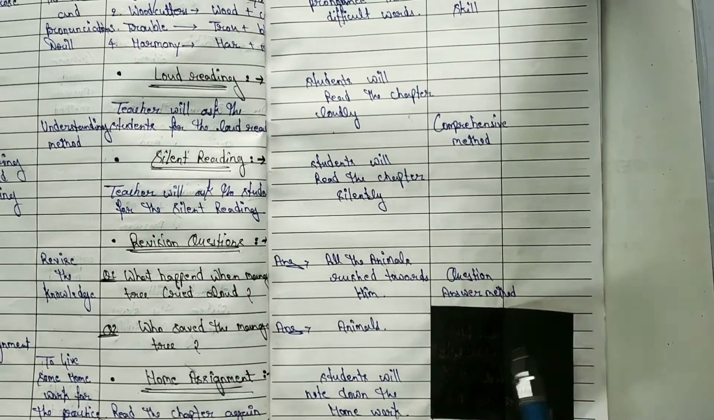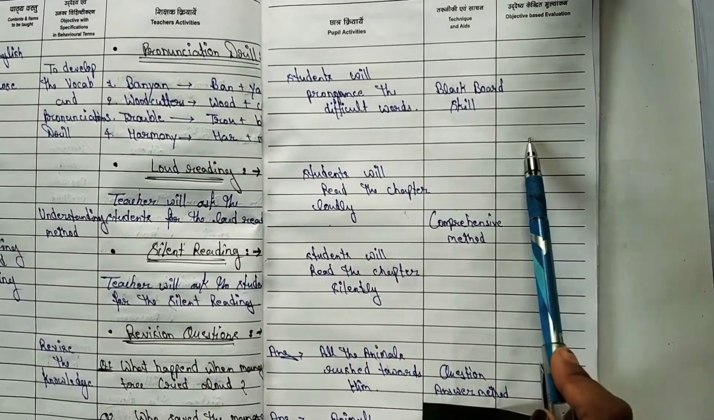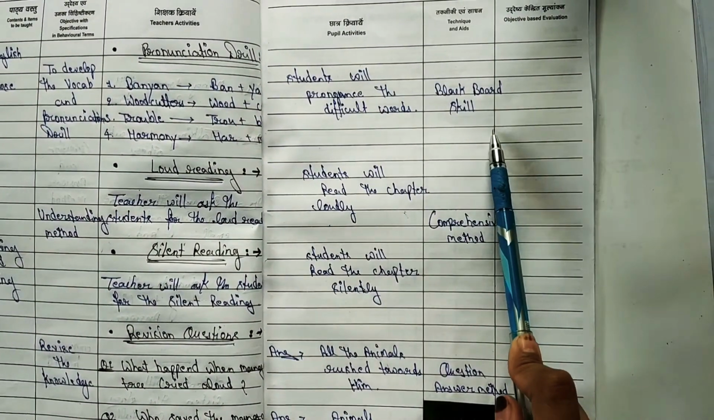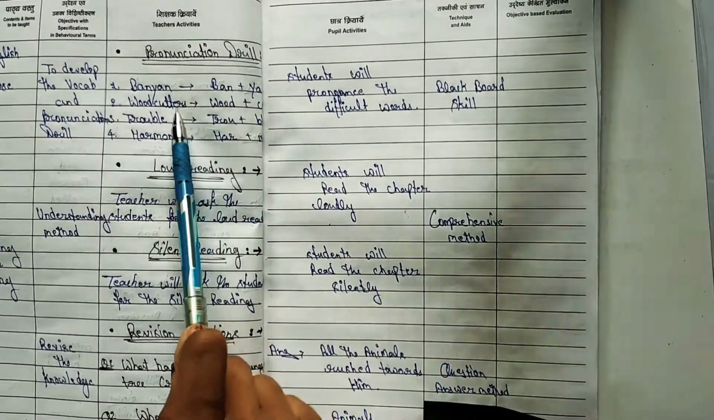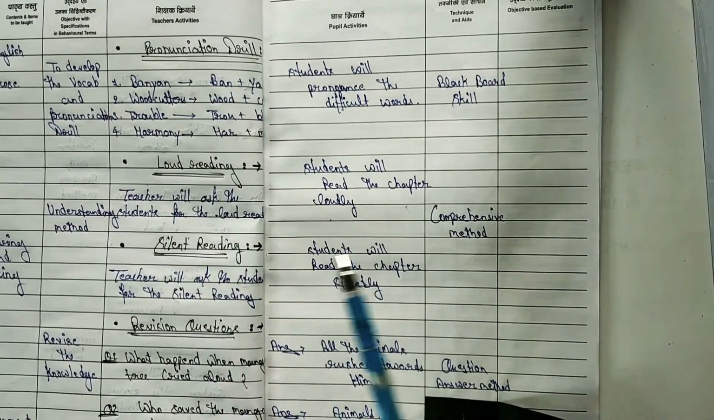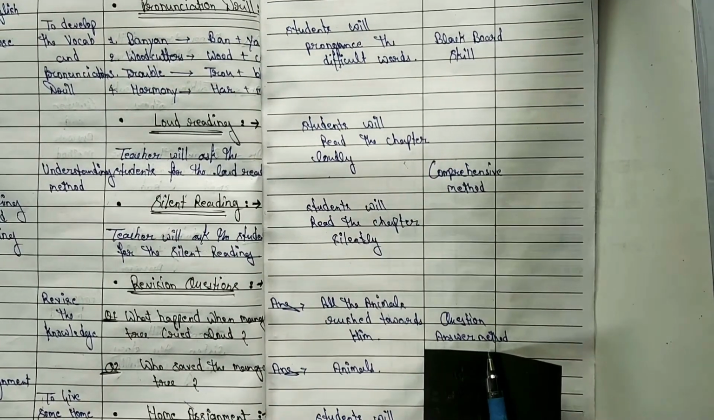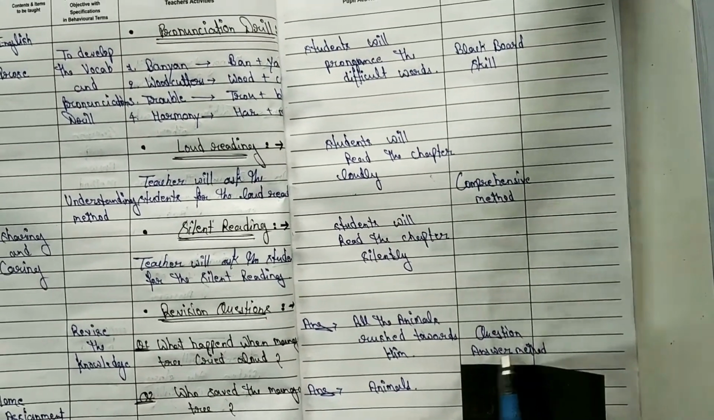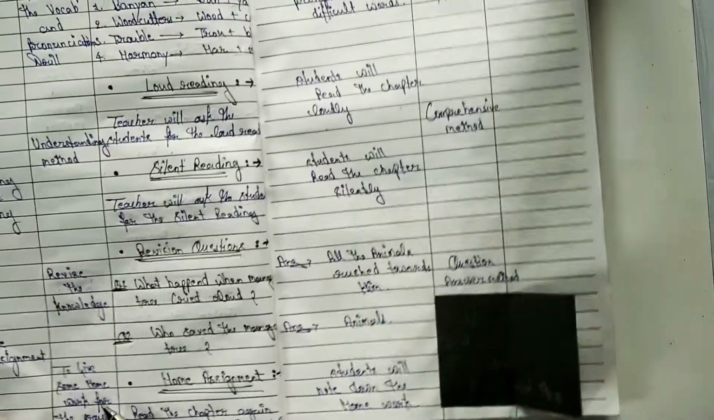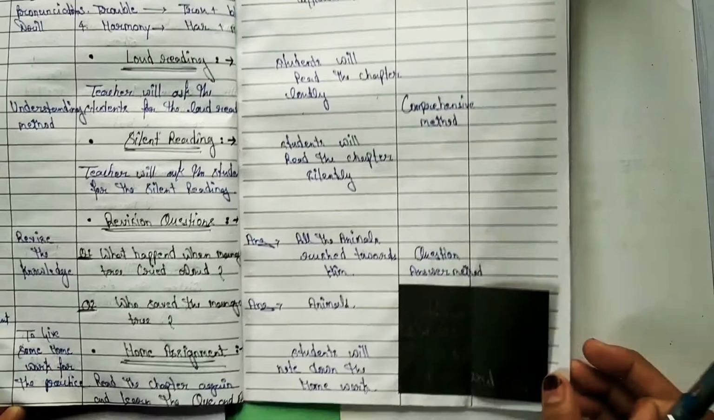Then you can use the blackboard here, and you can write the methods, whatever you are using, like the technique and blackboard skill you were using here, and also loud reading and silent reading, it's a comprehensive method, and the revision questions, it's also a question answer method, you can write here as well. And to give them some homework for practice, you can write it here. And that's all for today.